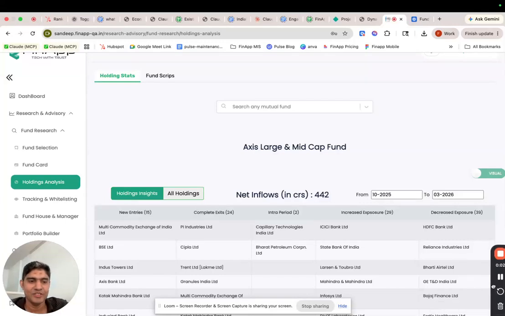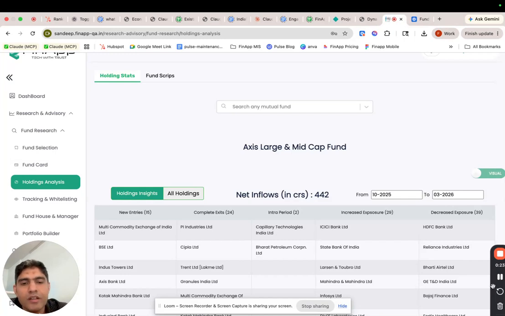Hi. So we are now going to cover the holdings analysis section in the fund research. The holdings analysis section is a very unique, very different kind of section, which is typically not covered by other software, and the use case is also very different.